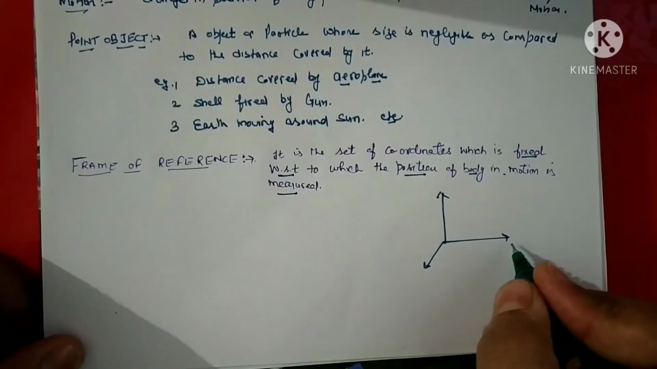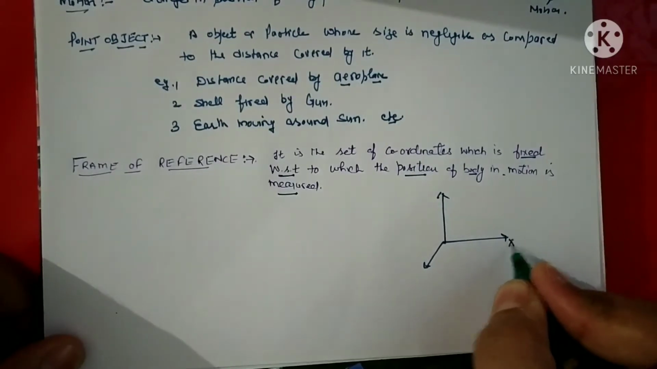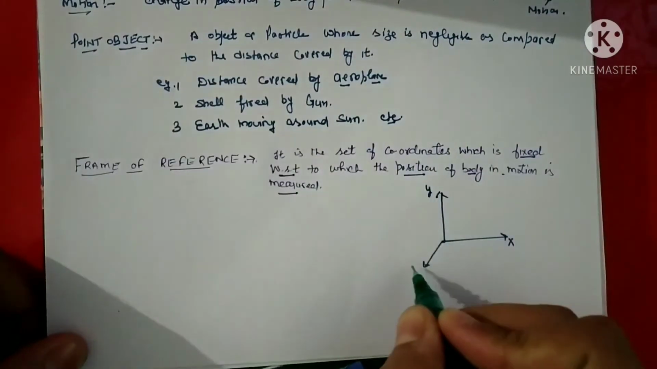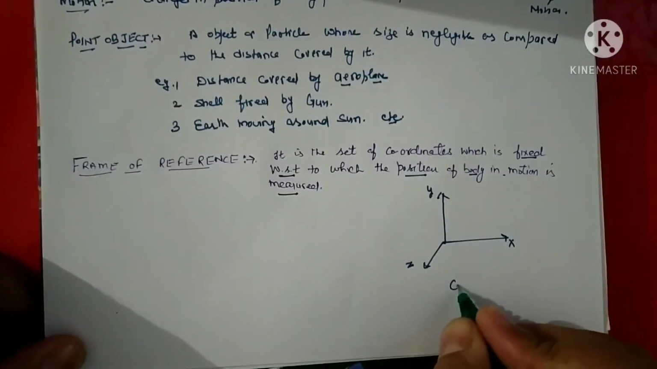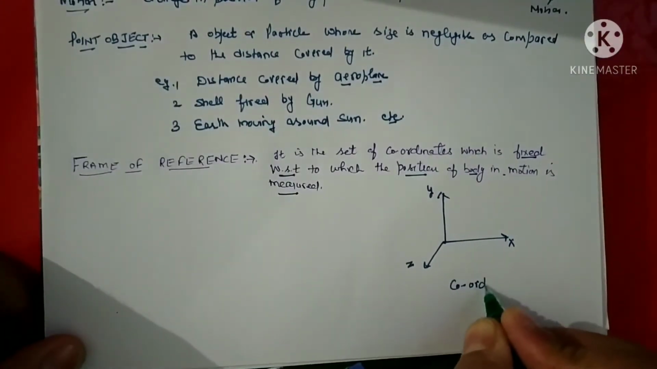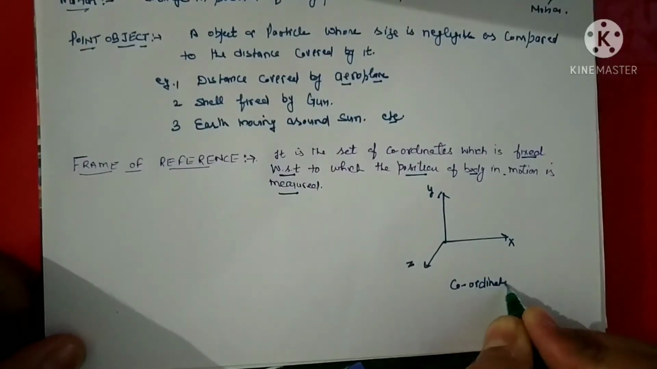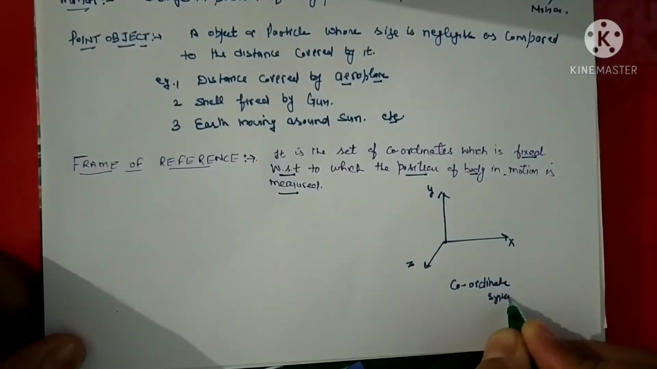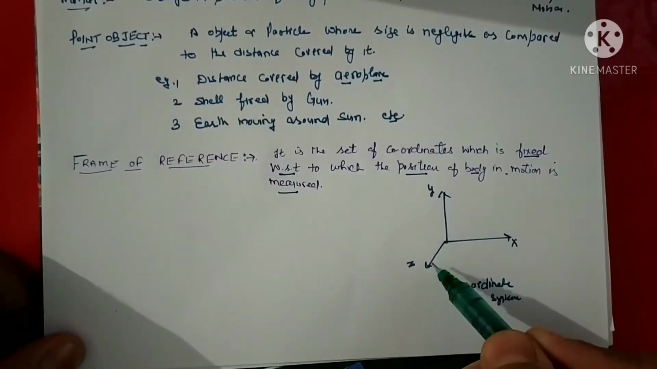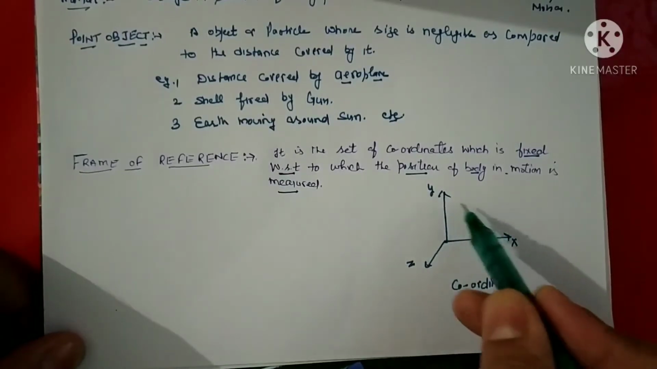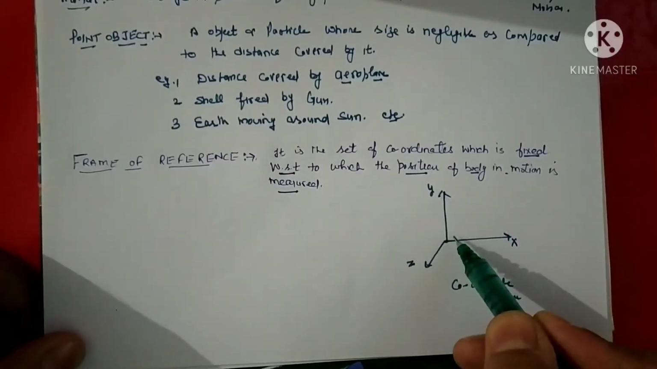these are three mutually perpendicular axes, x, y and z. This is called a coordinate system, having three axes, x, y and z. With respect to this coordinate system, we will find out the position of a body.